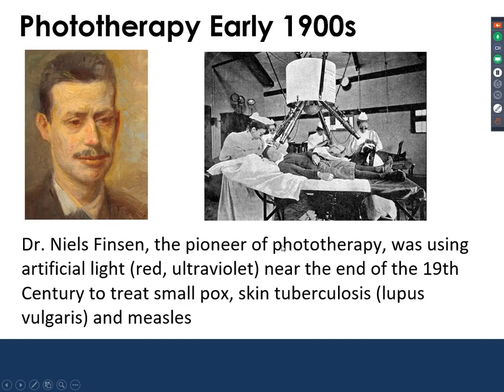This was right around when the first incandescent light bulbs and artificial light were being manufactured. He was able to use filters to provide narrow bands of wavelength. Specifically, he found in his research that red and ultraviolet had an interesting effect on metabolism and on pathogens. So he started to treat different prevalent diseases at that time in history, including smallpox, skin tuberculosis, and measles, with really good results, obviously, because he won the Nobel Prize in 1903.